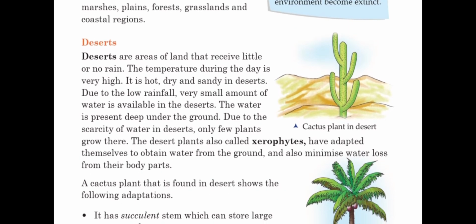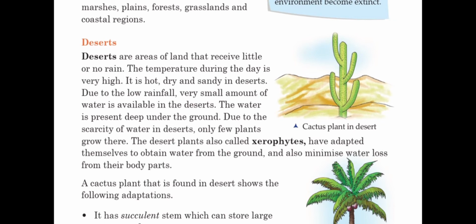Deserts. Deserts are areas of land that receive little or no rain. The temperature during the day is very high. It is hot, dry and sandy in the desert. Due to the low rainfall, a very small amount of water is available in the desert. The water is present deep under the ground.